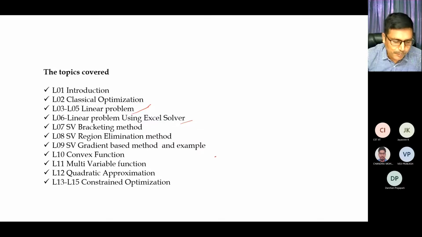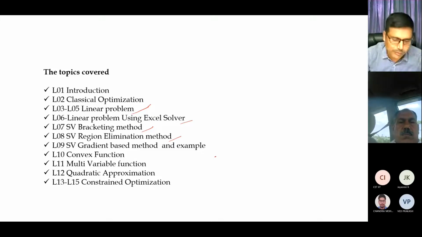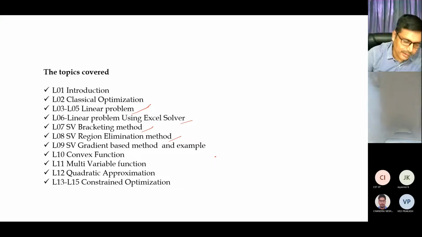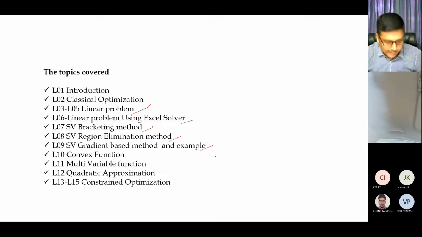Suppose you have a single variable function and you would like to bracket the optima. I have discussed those things in lecture 7. And then we applied the region elimination technique to find the exact optimal solution of the problem. And apart from that, I also discussed the gradient based method like the Newton-Raphson method, which you can also apply for finding the optimal solution of a single variable function.